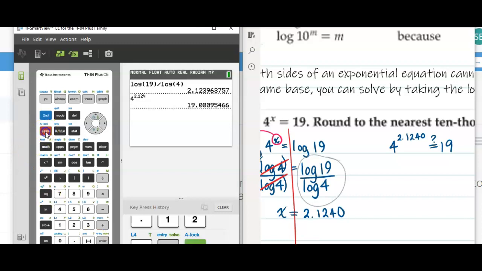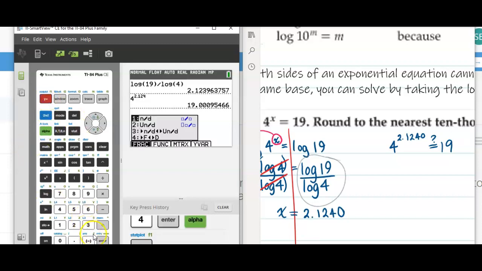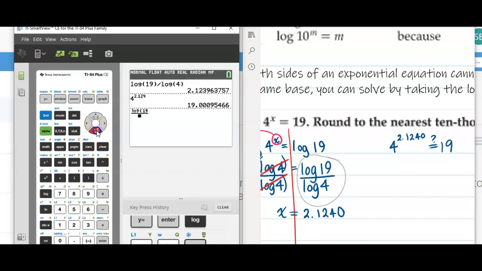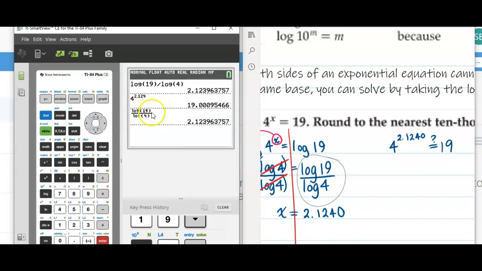You can also use alpha y equals if you'd rather have the fraction and type log 19 on the top and log 4 on the bottom. Notice I'm not closing my parentheses. I could for good measure, but it's going to give me the right answer just because I use the fraction button. It'll still work out. And it actually filled in my parentheses for me.